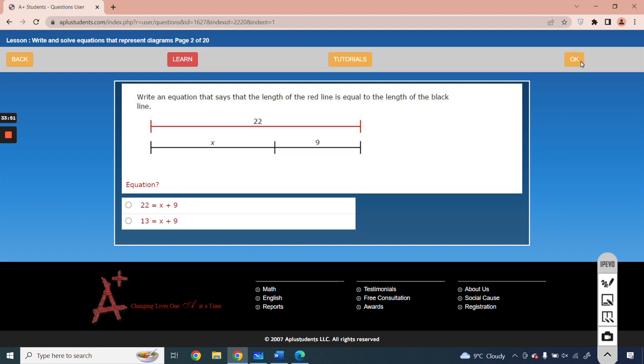Okay, write an equation that says that the length of the red line is equal to the length of the black line. The length of the red line is 22 and the length of the black line is x plus 9. Got it? So which option is the correct one? That is option number 1. Got it? 22 equals x plus 9. Option number 1 is the correct option. Got it? So just select the correct option, then click on the OK button.